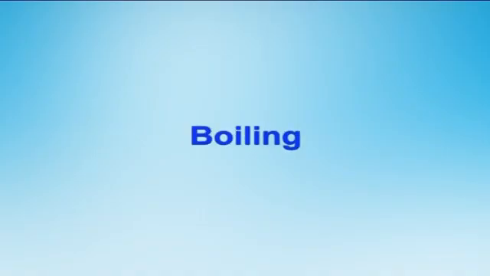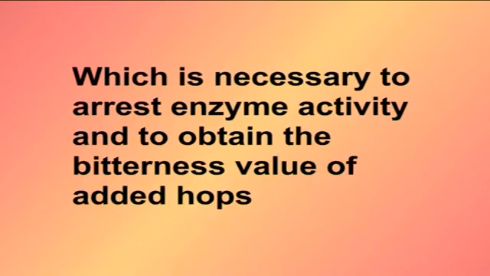The next most important process is boiling and fermenting. Boiling. After separation, the wort is transferred to a vessel called the kettle or copper for boiling, which is necessary to arrest enzyme activity and to obtain the bitterness value of hardened hops.